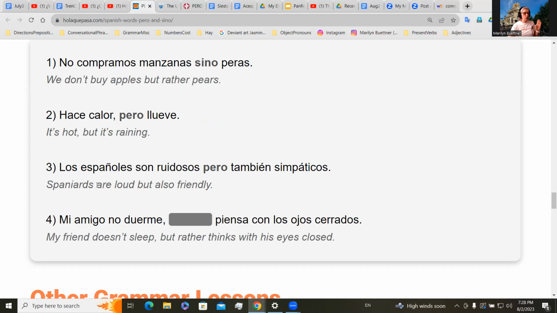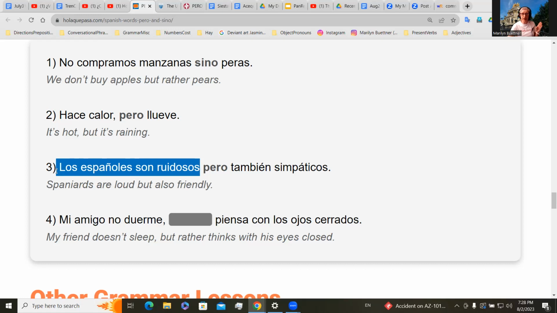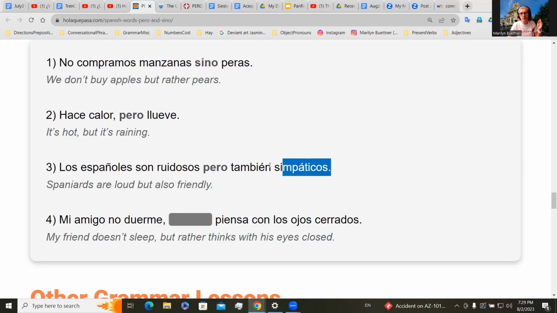Los españoles son ruidosos. It's just a characteristic. I'm not saying anybody has an incorrect idea with that statement. That's just a statement, but it's not indicating anybody is wrong about anything or has a misconception. We're saying, wow, even though they're super loud, well, they're really nice. So they're just contrasting ideas, and we can connect those with pero. All right. Vale. Mi amigo no duerme.